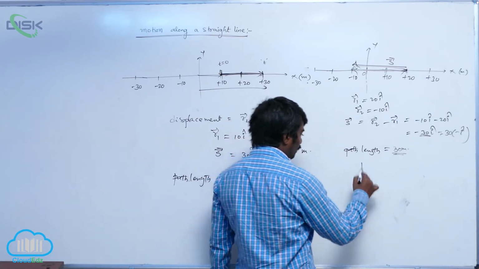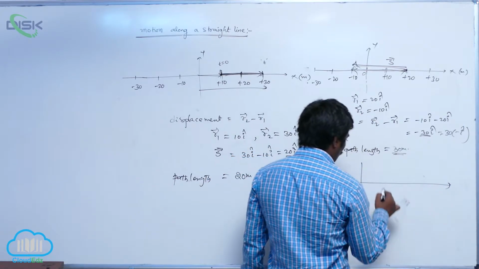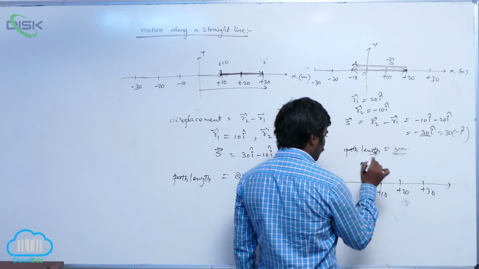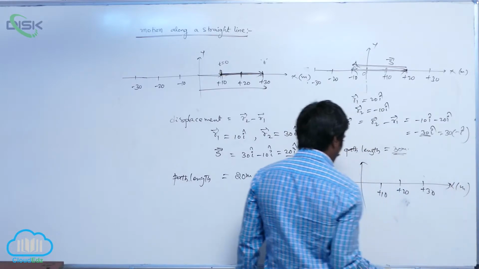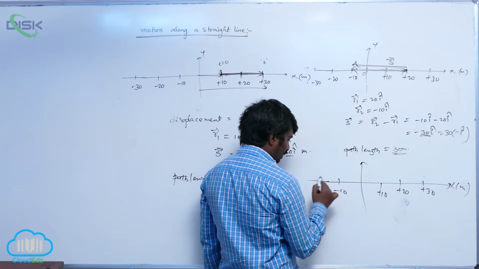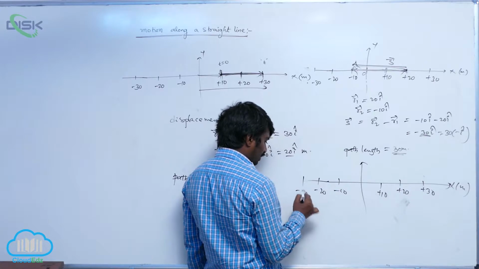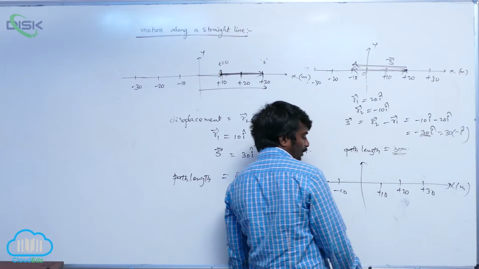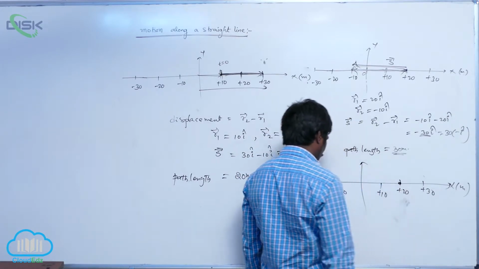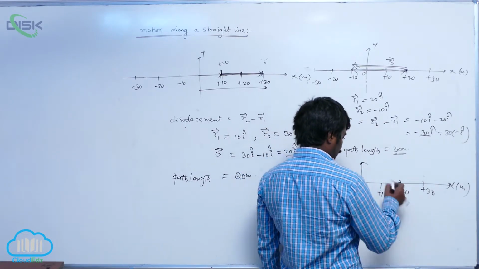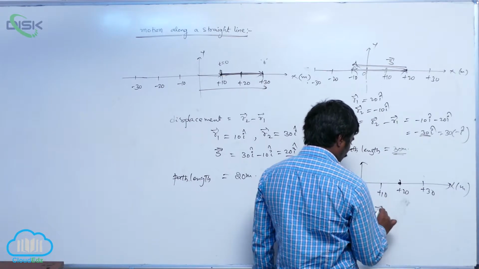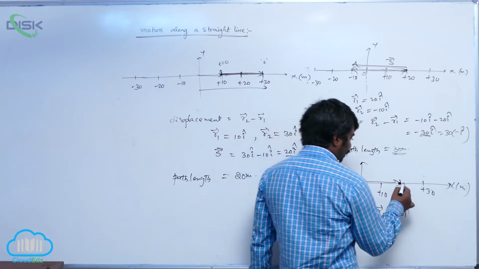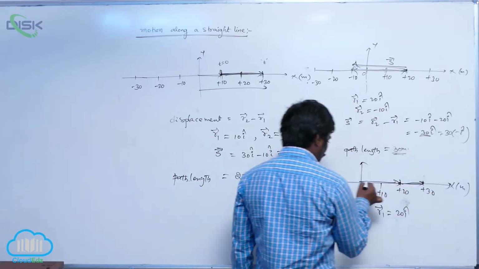And let me take one more example. Plus 10, plus 20, plus 30 meters, x in meters. Next, minus 10, minus 20, minus 30. Initially the object is here, so initial position vector r1 bar is equal to 20 I cap. This is the initial position vector. Now it goes to here, next it comes to here.